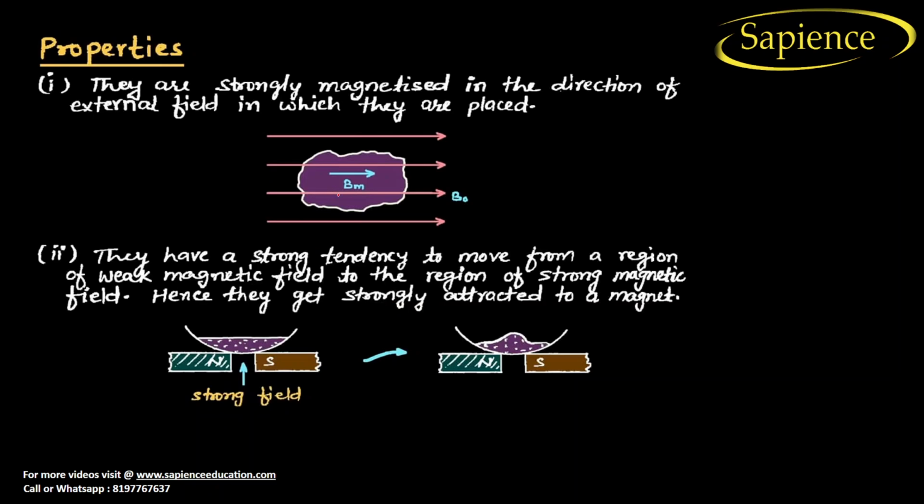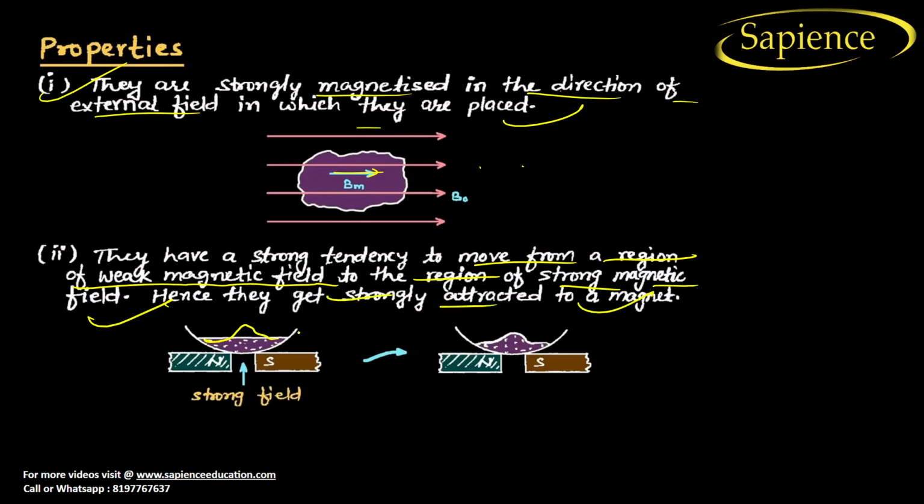Now, these are the properties. So the first property we will discuss here. The first property is, they are strongly magnetized in the direction of the external field in which they are placed. See here. So the magnet will become stronger. They have a strong tendency to move from a region of weak magnetic field to a region of strong magnetic field, and hence they get strongly attracted.